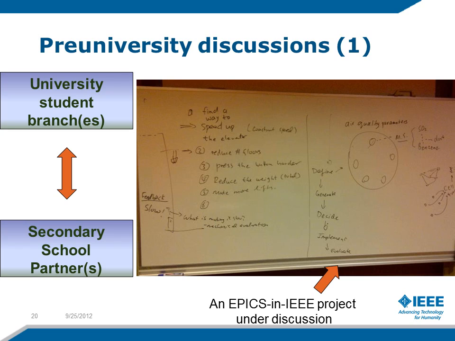At times, this may be after regular school hours or via a school club. On the right-hand side of the project board, an EPICS-in-IEEE project on air quality monitoring is being discussed. In this example, the University of Pretoria in South Africa presents to St. Albans College, also in Pretoria. The interest here is to monitor air quality through the use of air quality microsensors.